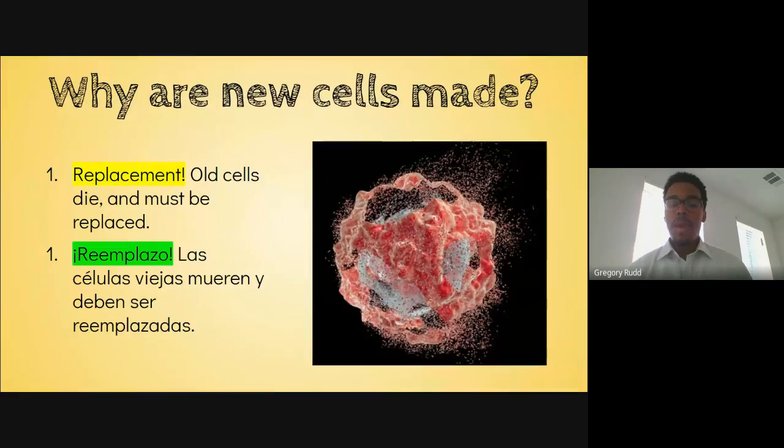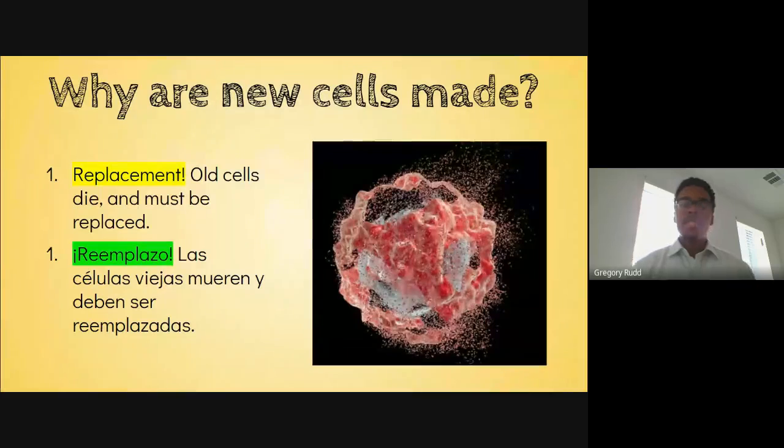So why do we need to make new cells? Again, we're only writing down what's highlighted here. So this should be just one, you should write down the question, why are new cells made? And then you should write down one, replacement. So we have to replace old cells as they die. And this is happening constantly.